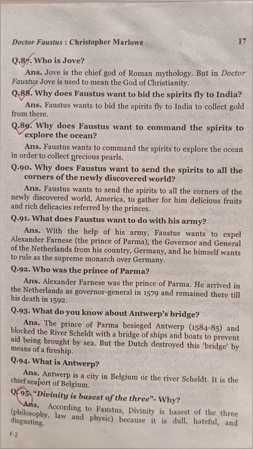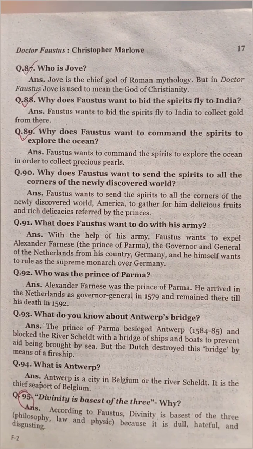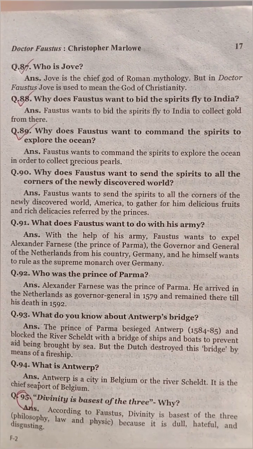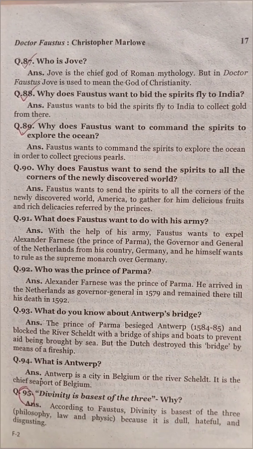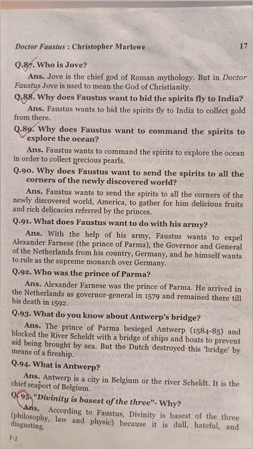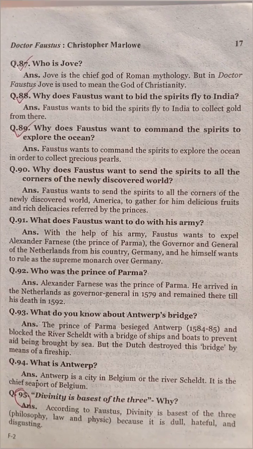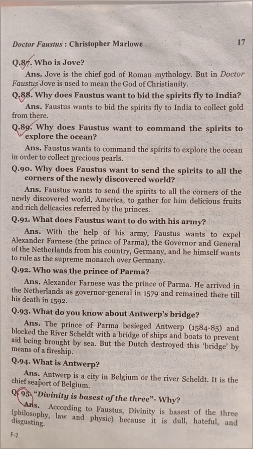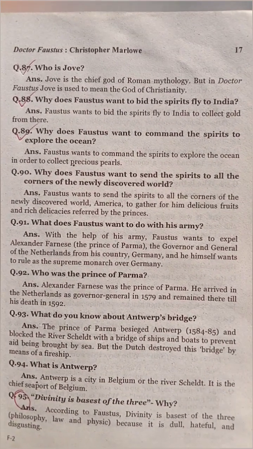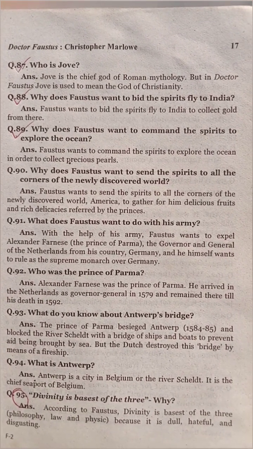88. Why does Faustus want to bid the spirit fly to India? Faustus wants to bid the spirit fly to India to collect gold from there. 89. Why does Faustus want to command the spirit to explore the ocean? Faustus wants to command the spirit to explore the ocean in order to collect precious pearls. 90. Why does Faustus want to send the spirit to all the corners of the newly discovered world? Faustus wants to send the spirit to all the corners of the newly discovered world, America, to bring for him delicious food and rich delicacies preferred by the prince.